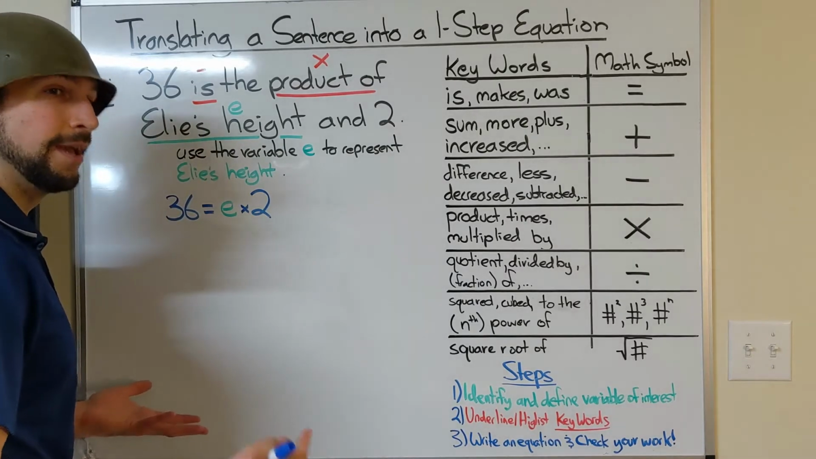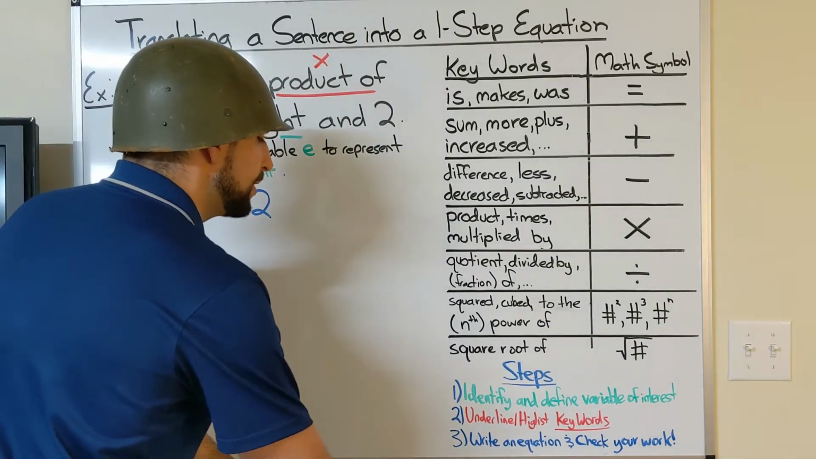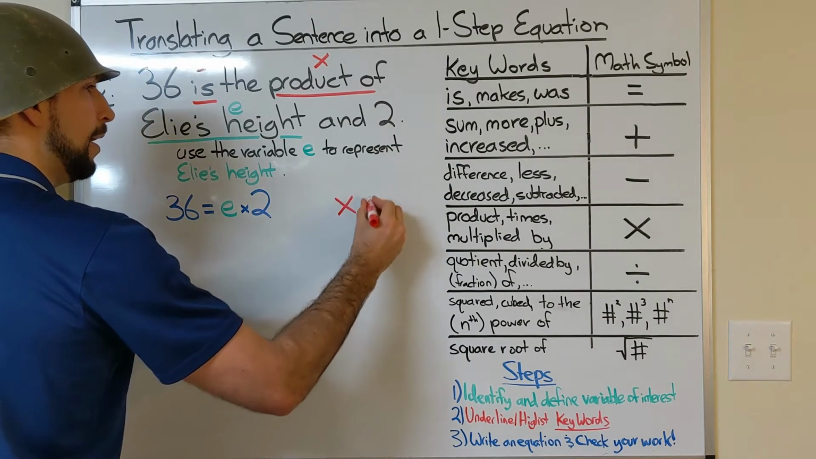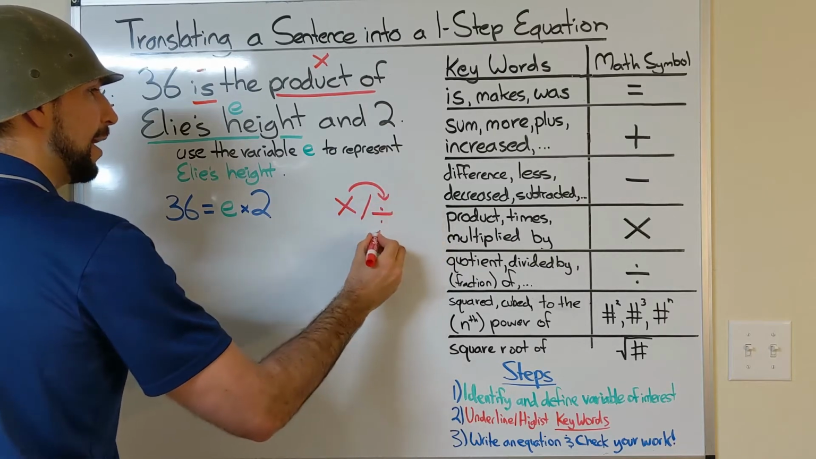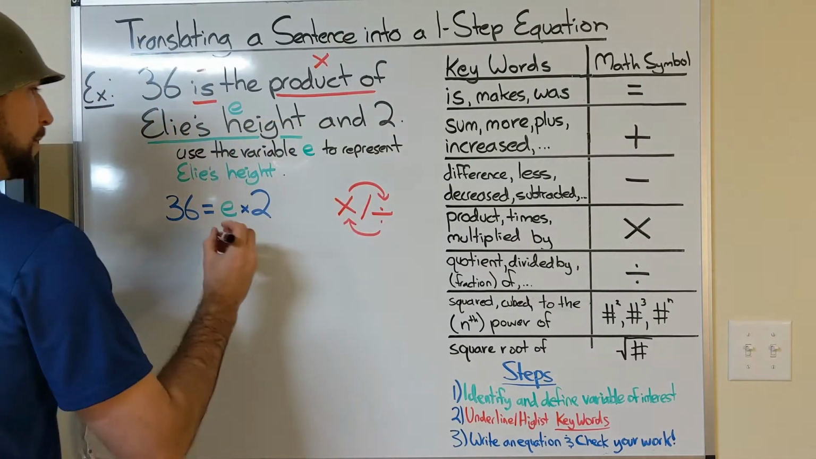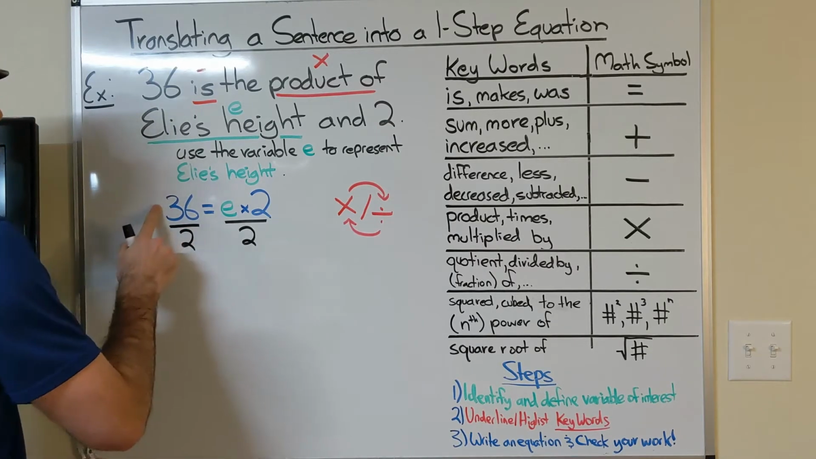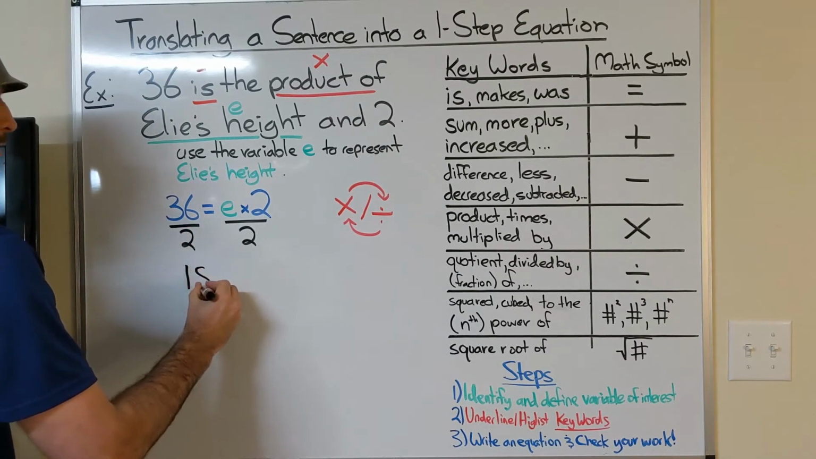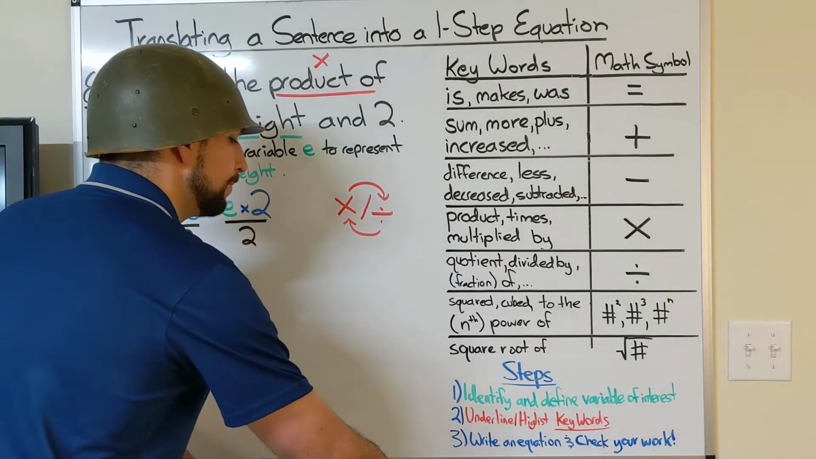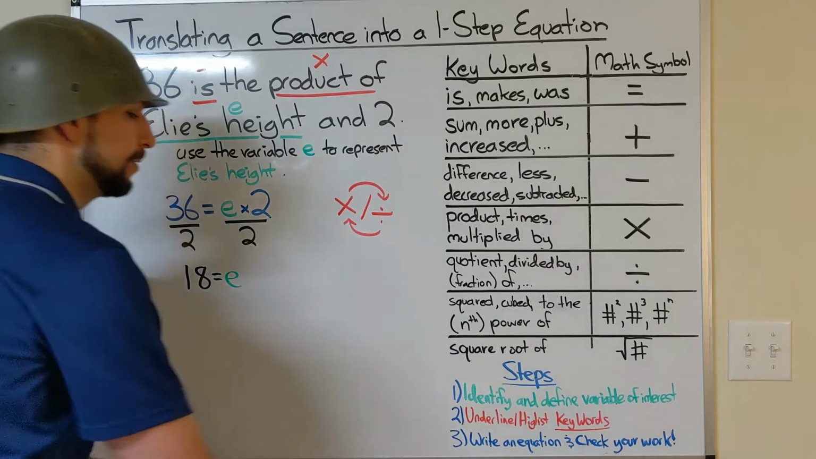Now, before we submit this, let's work it out and make sure it makes sense. So to solve for my e, I'm going to use opposite operations. Here I'm trying to isolate e, so it's being multiplied. I will need to divide each side by 2 to get that e by itself. So let's divide everything by 2. 36 divided by 2 will give us 18. 2 divided by 2 is 1, times e is just e. So in this case, Ellie should be 18 units tall.